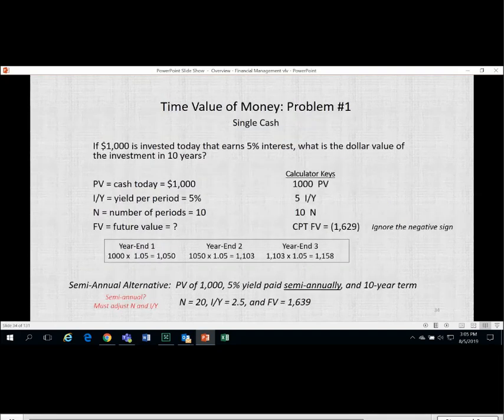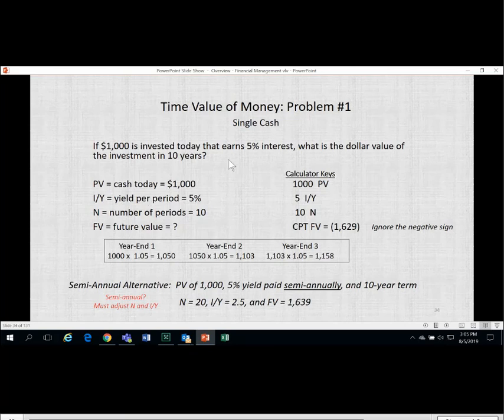So let's look at a simple problem. Time value of money, problem number 1. If $1,000 is invested today that earns 5% interest, what is the dollar value of that investment in 10 years? Okay, first thing you do is go through and try to identify what each of these are in terms of those 5 white keys. So we have $1,000 invested today. Okay, that's a single lump of cash in hand today. That's PV. So we'll come over here. These are the exact calculator keystrokes that we'll use. We'll type in 1,000, and we'll hit that PV key.